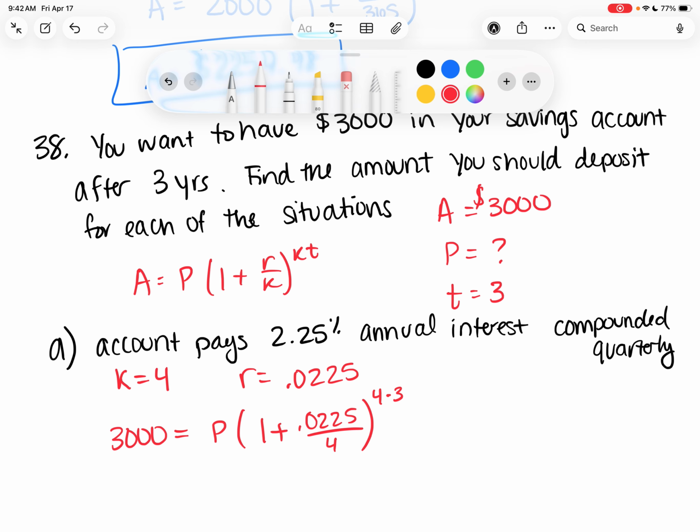And remember, even though we're just doing this part, make sure you put this in parentheses, or get your answer for this before you raise it to the 12th power. You might get the wrong answer. So I got 1.07 for this value.